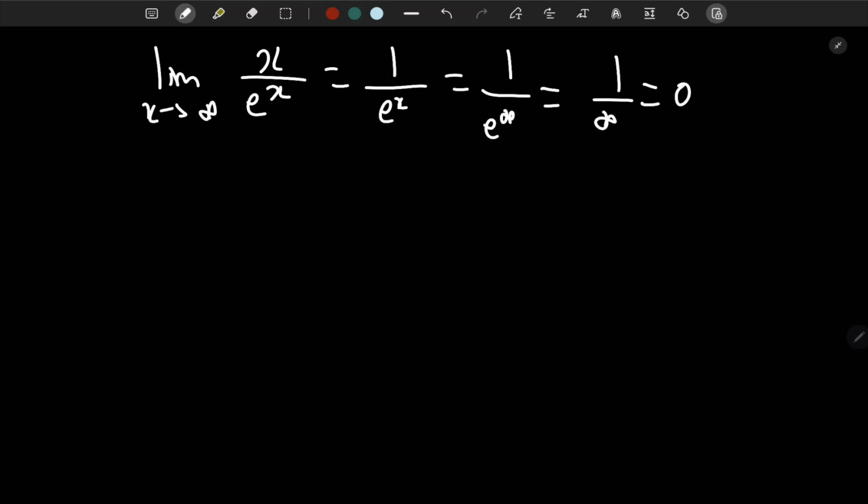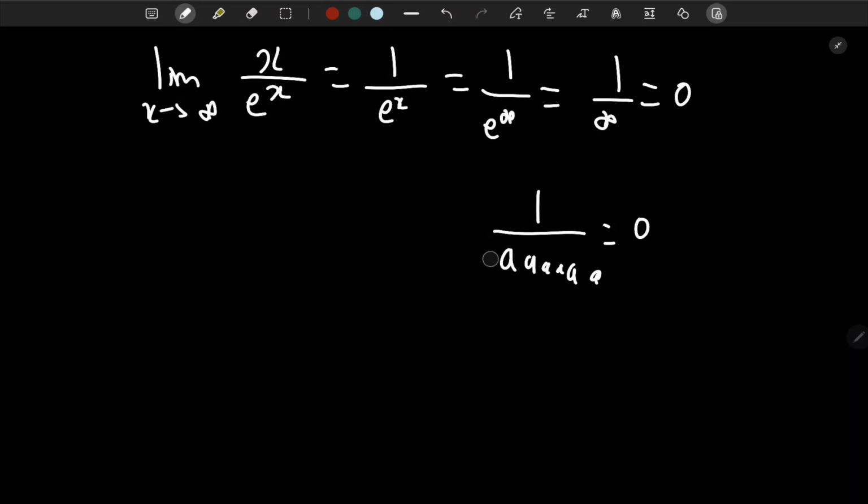So the answer here is 0, since it's going to be 1 over infinity, which is 0, because you are dividing a finite number by an infinite number here, and this infinite number is so big that you cannot think of it, and as this is growing, this is going to give you the answer of 0. It's going to be so close to 0.